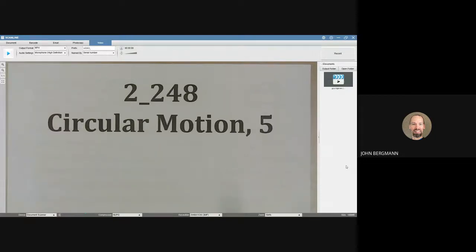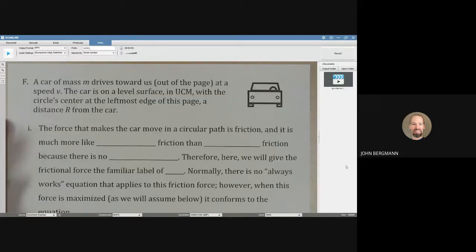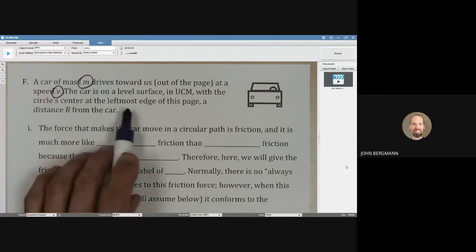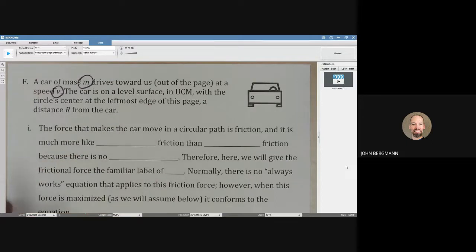Circular motion 5. A car of mass m drives toward us. So here it comes, out of the page at a speed v. The car is on a level surface in uniform circular motion with the circle's center at the leftmost edge of this page, the distance r from the car.